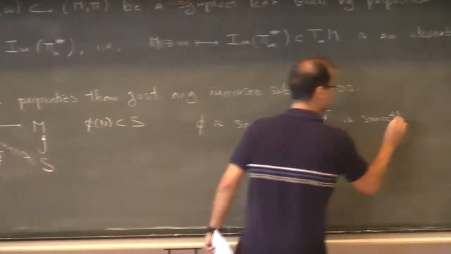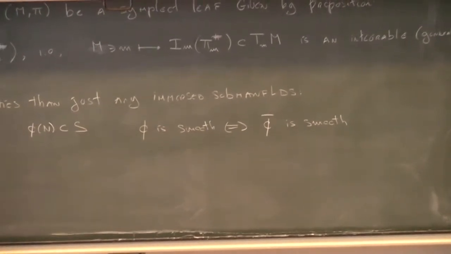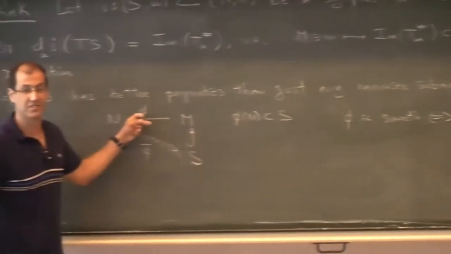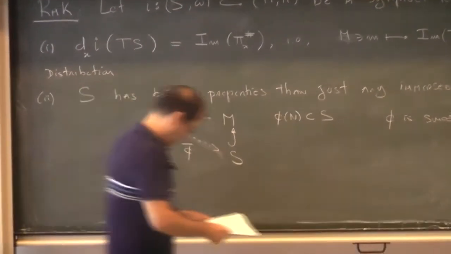Well, in one direction it's always true: if phi bar is smooth, it's obvious that phi is smooth. The point is the other way around. Okay. Anyway, so.